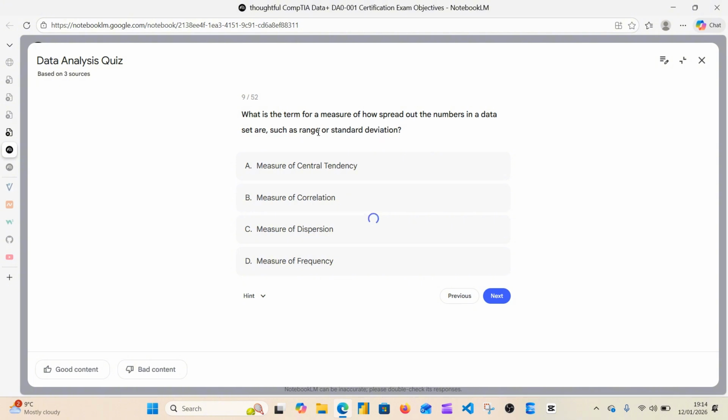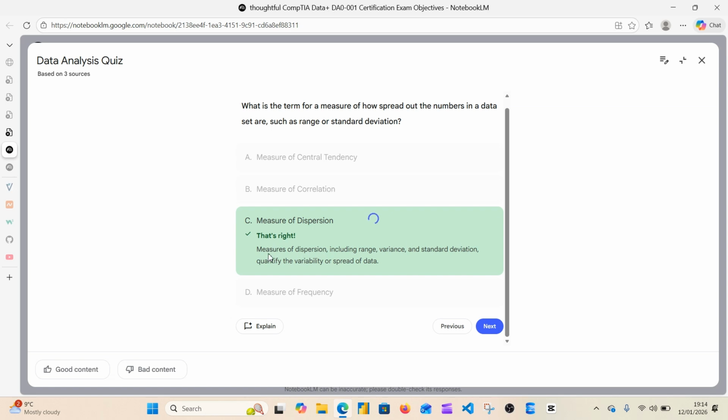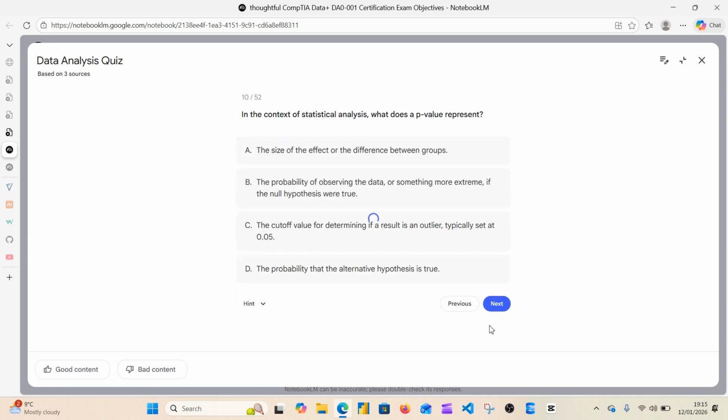And I know when it comes to range, which is maximum take away minimum, and when it comes to minimum and maximum and standard deviation and variance, we're talking about measures of dispersion. There we go. Measures of dispersion, including range, variance, and standard deviation, quantify the variability or spread of data. There we go. Okay, let me go through the last one, guys.